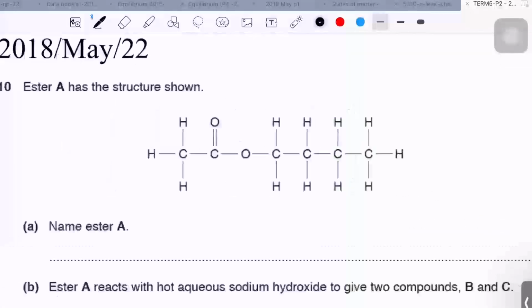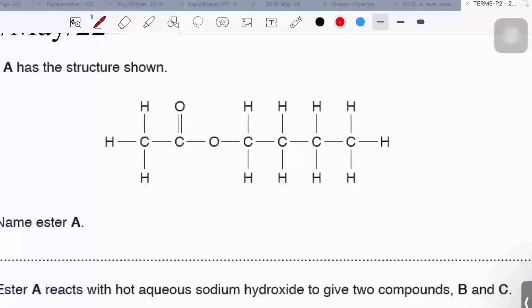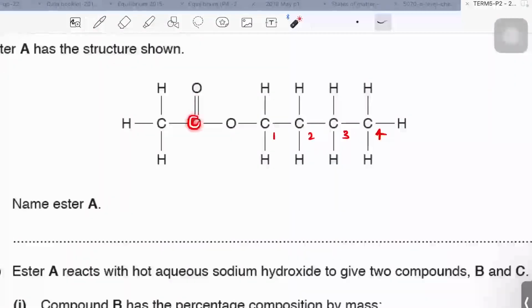Okay, so if you look at the alcohol part, it has 1, 2, 3, 4 carbons. Always remember, in the ester, the carbon double bond comes from the carboxylic part, because carboxylic has this carbon double bond. So the alcohol part is the right hand side of the molecule in this case. 4 carbons are there in the alcohol part and 2 carbons are there in the carboxylic part.